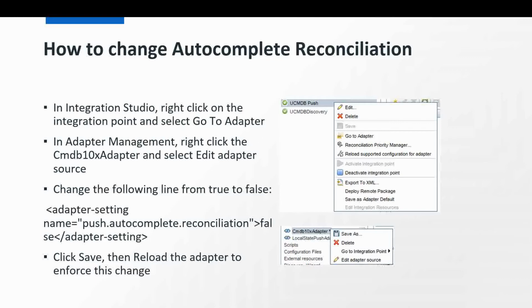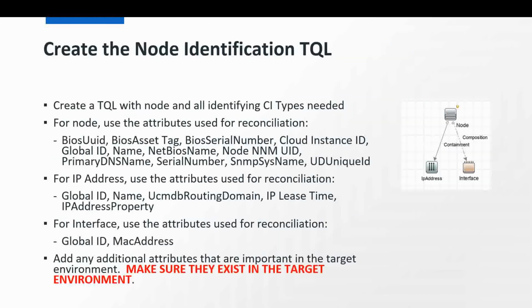Well, in the Integration Studio, you can right-click the integration point, select Go to Adapter, and then in the Adapter Management, right-click the CMDB 10X adapter and select Edit Adapter Source. That's going to bring up an XML page. Then search in that XML page for the word autocomplete and modify it so that it says push.autocomplete.reconciliation false. And that is the value in XML that we're going to use. Save and reload the adapter to enforce the change. And then autocomplete reconciliation is disabled.